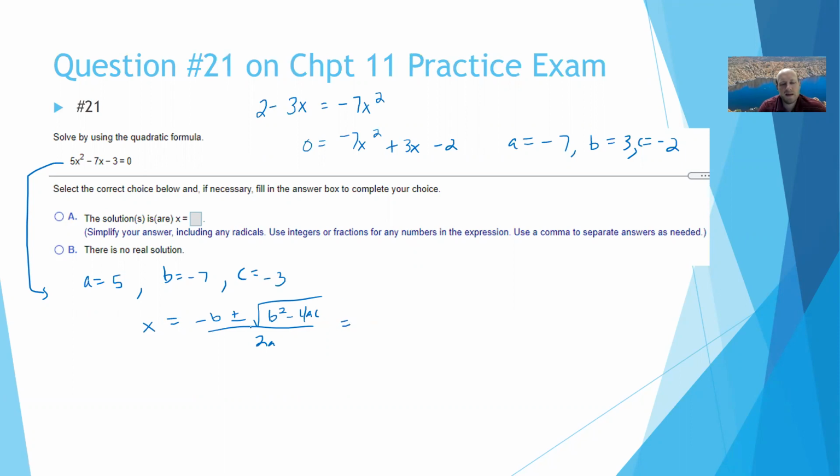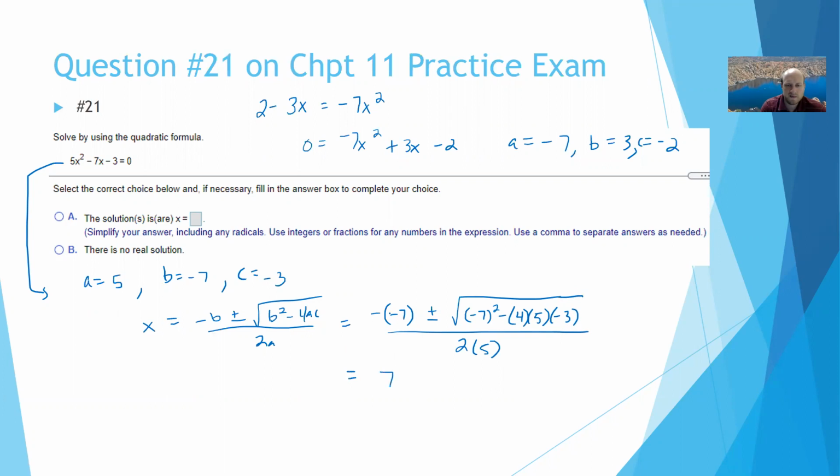But anyway, let's plug these in here. So I have negative b, so I have negative times a negative 7. Be careful about that step. This is a negative b and b is already negative, so it's a negative times a negative. Plus or minus the square root of b squared, so negative 7 quantity squared minus 4 times a, which is 5, times c, which is negative 3, all over 2 times a, so all over 2 times 5.